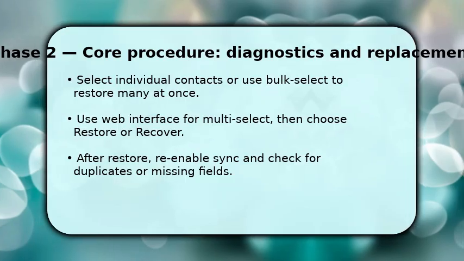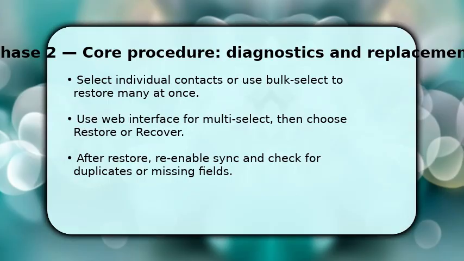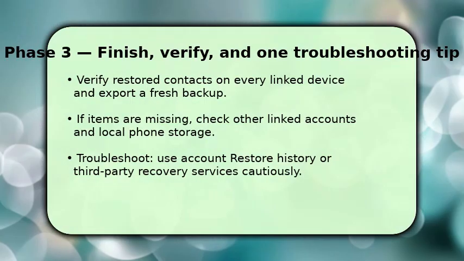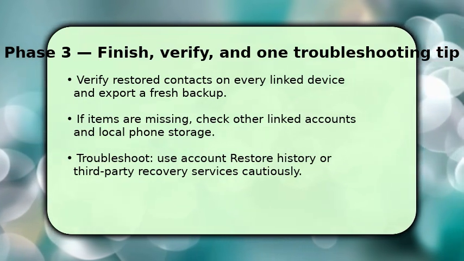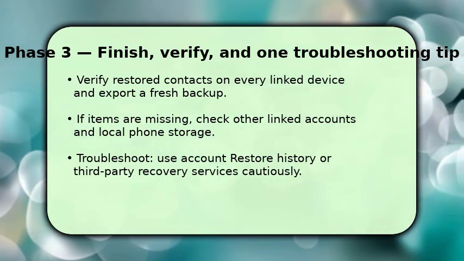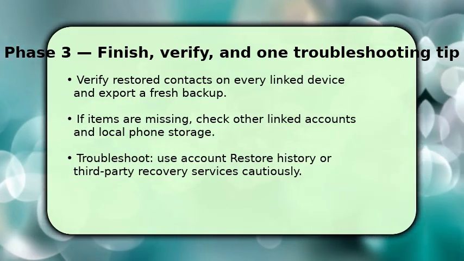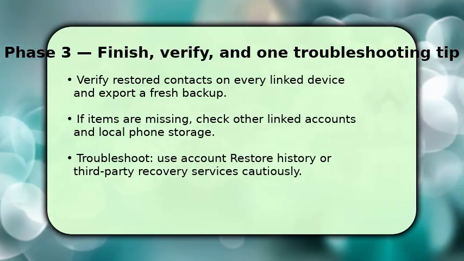Make sure to inspect entries for missing fields, because deleted items sometimes lose labels. If you find duplicates, use merge tools to clean them up. Finish by verifying that restored contacts appear across all linked devices, phone, tablet, desktop, and export a fresh backup to lock the state in.